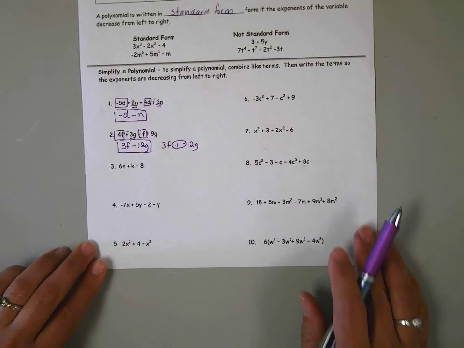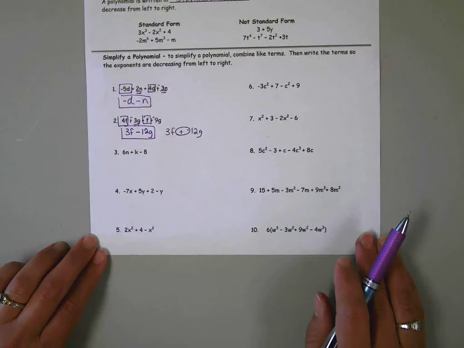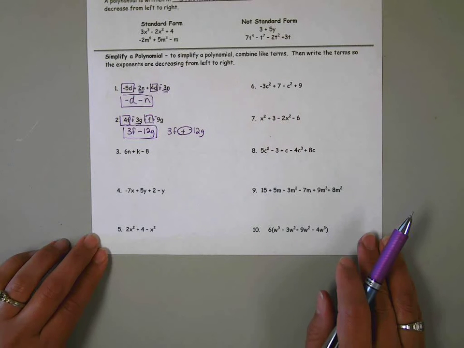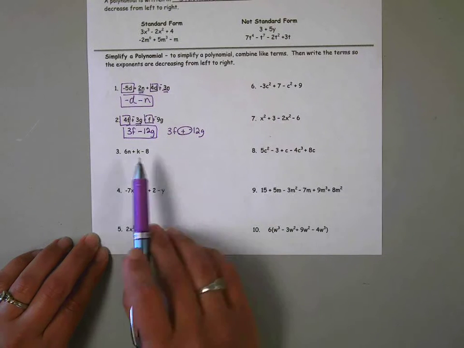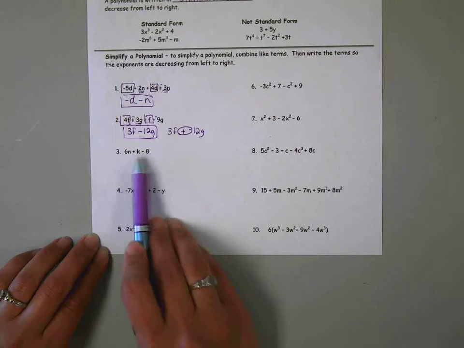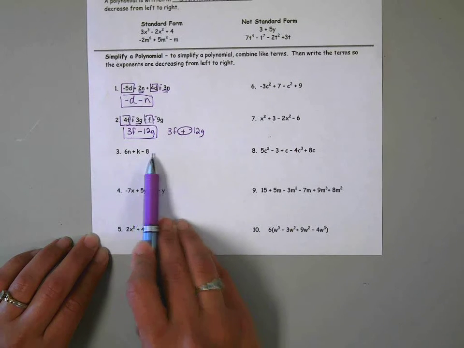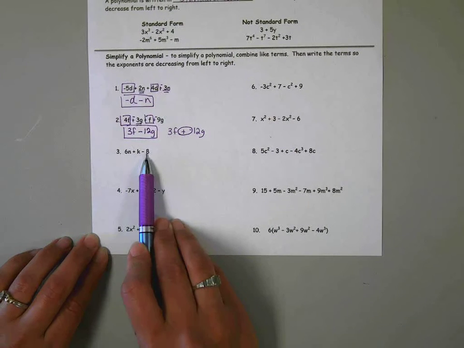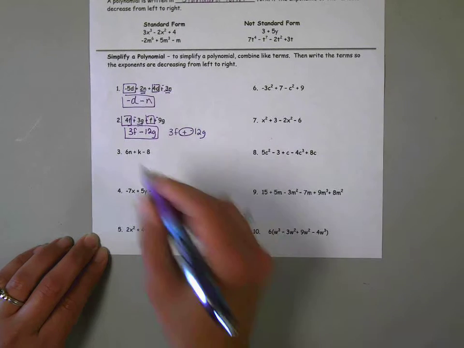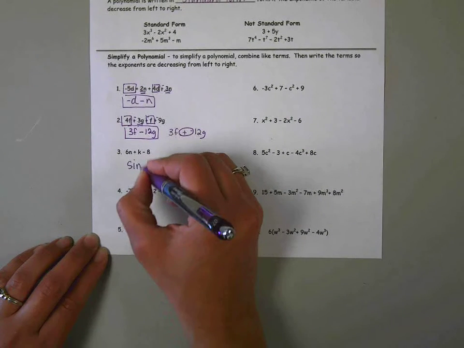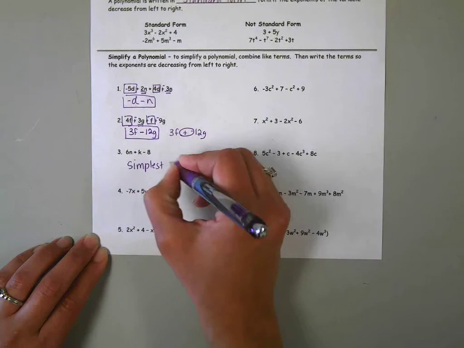Okay, let's look at this next one, number 3. 6n plus k minus 8. So I don't see any other n's, I don't see any other k's, and I don't see any other constants. So this is already in simplest form.